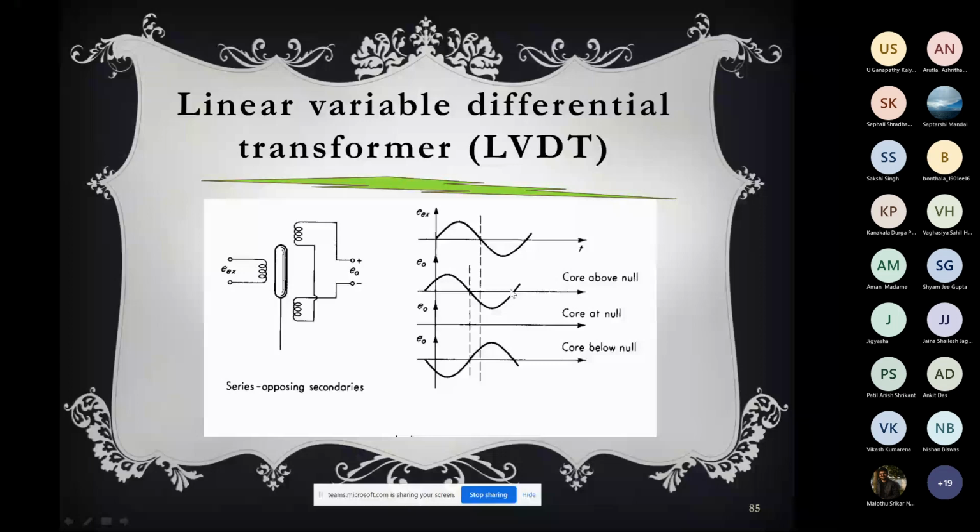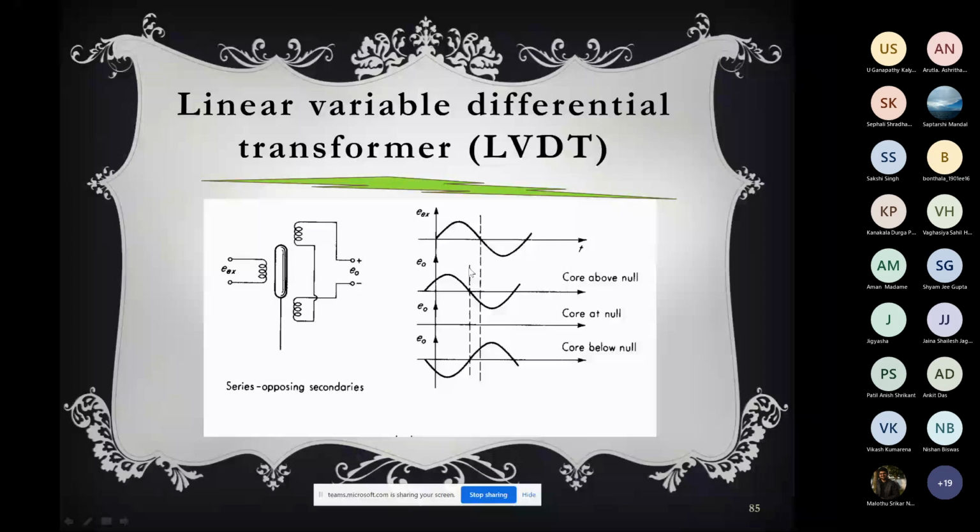If the core is above null, you will definitely get a sinusoidal output, but there will be a phase difference which is leading. And when it is below null, you see the phase difference which is lagging. So based on the voltage and the phase difference measurement, you can measure the displacement which is given on the shaft. So this is the full structure.